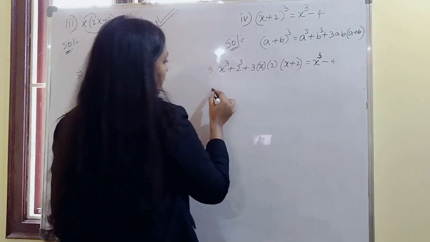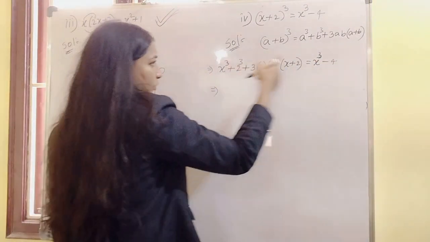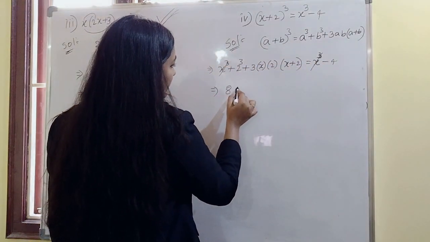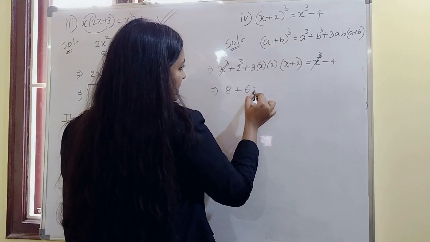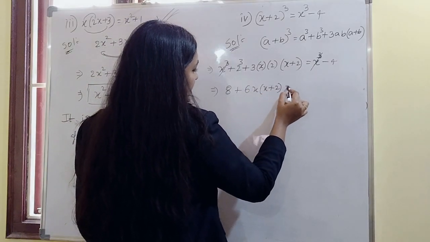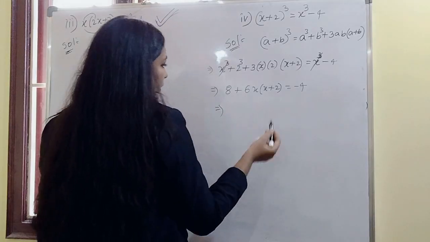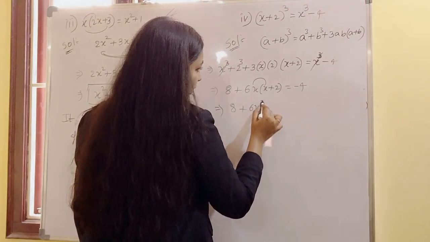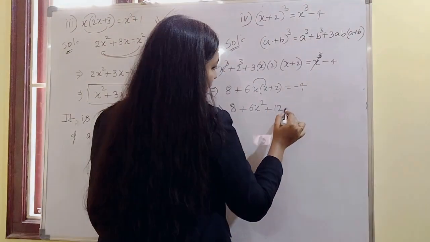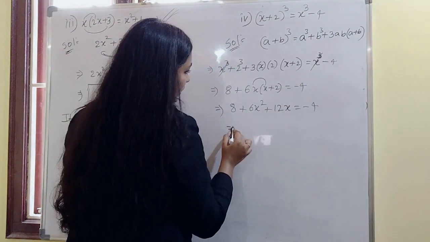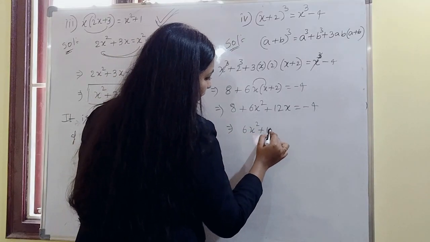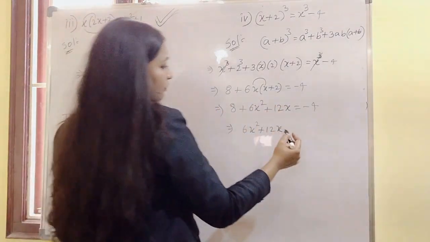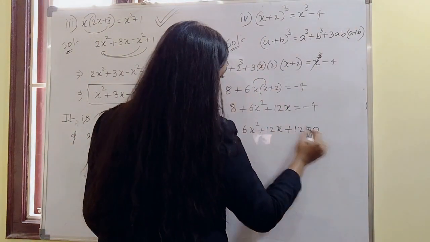On both sides, this side plus x cube, that side x cube, so they get cancelled. And here 2 cube is 8, plus 3 twos are 6, 6 into x, 6x into x plus 2 is equal to minus 4. So again you simplify it: 8 plus 6x into x, 6x square, plus 6x into 2, 12x, is equal to minus 4. So 6x square plus 12x. I am sending this minus 4 to this side. Already there is 8, no? 8 plus 4, 12. 12 is equal to 0.